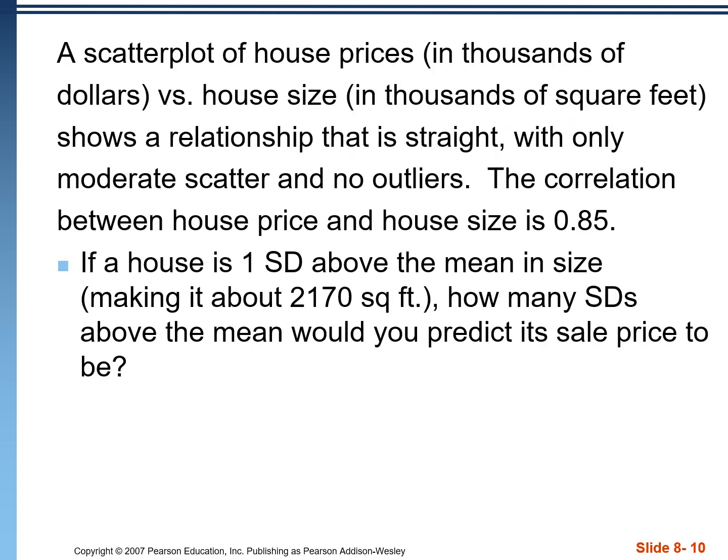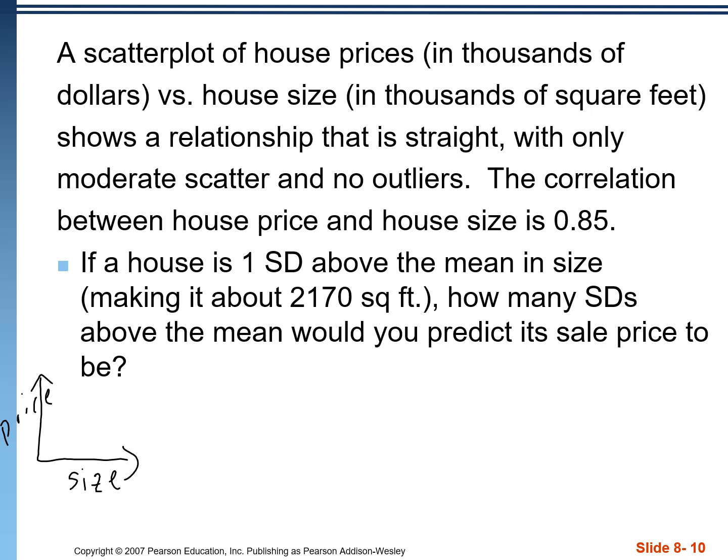Next example, a scatter plot of housing prices in thousands of dollars versus house size in thousands of square feet shows a relationship that is straight with only moderate scatter and no outliers. Correlation between the price and the house size is 0.85. So to start, let's just picture what this would look like. We would have a horizontal axis. As for the explanatory variable, the size would probably go on the x-axis. Price is being explained by the size.